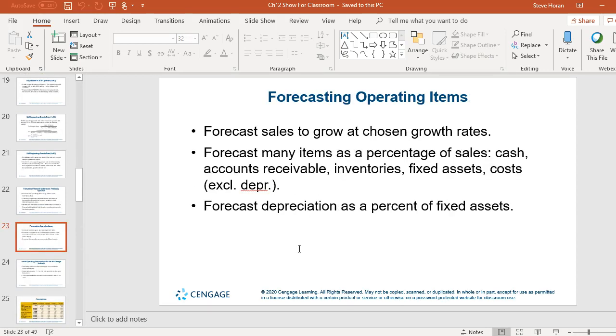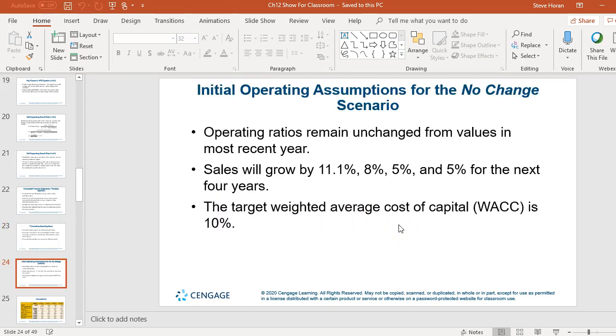So of course, with forecasting operating items first, it's all based on sales. And then many items should be based on a percent of sales. So we should hold cash at a certain percent of sales. My AR, inventory, fixed assets, and costs would all be a certain percent of sales. Okay, and of course depreciation would be a percent of fixed assets. So it means I have to really have a good handle on my current year ratios, and then decide next year, will those ratios be held constant with no change, or will they change a little bit?